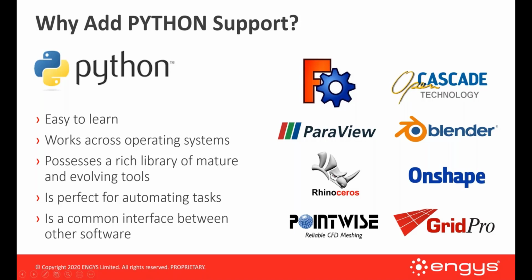Blender, if you want to do some post-processing and rendering. Rhinoceros, a proprietary software for managing and editing surfaces, that has a Python interface. Onshape, if you want to interact on the web, Onshape has a capability to use a Python API. And then also mesh generation from Pointwise and GridPro, both of those have Python APIs. So there's a lot of potential here to couple geometry generation, post-processing, rendering, and then also meshing and simulation.